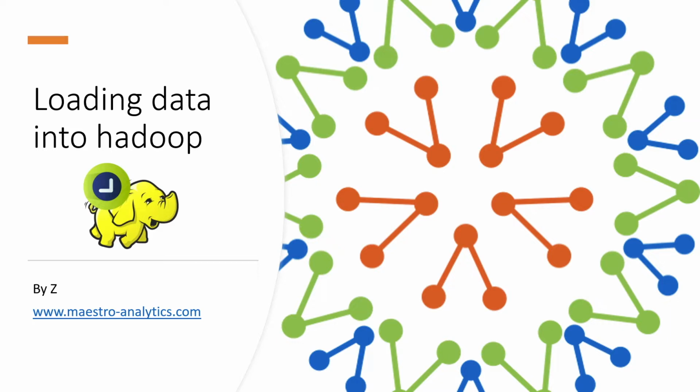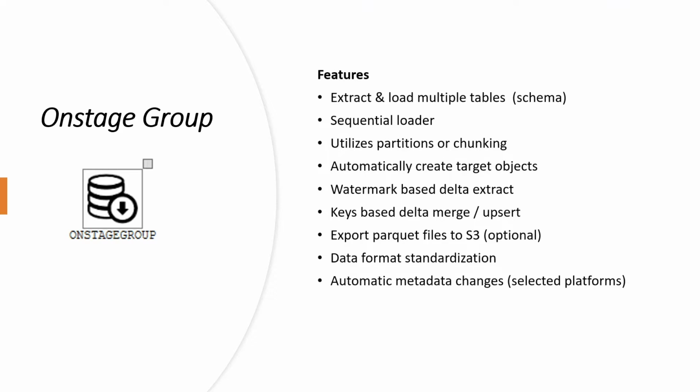There are basically two steps available, OnstageGroup and Jdbc Source target. OnstageGroup can load data for multiple tables using a single step. It can also export these files into Amazon S3 buckets. OnstageGroup can load delta, or the data that has changed on the source, incrementally into target.